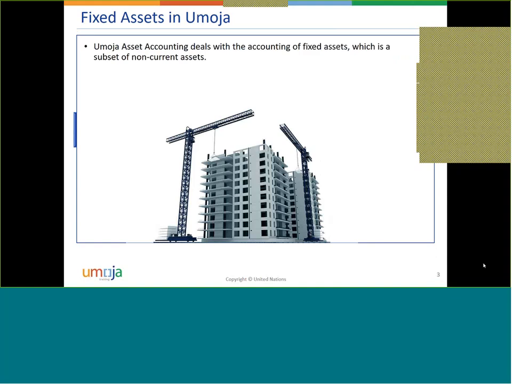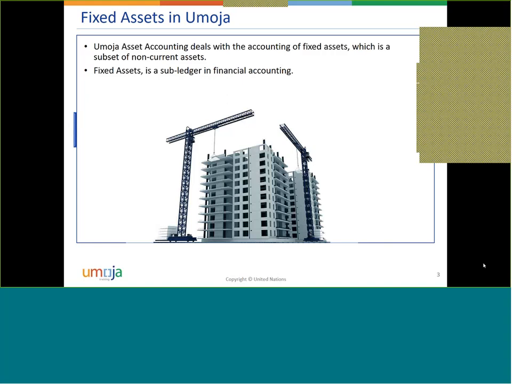Umoja asset accounting deals with the accounting of fixed assets, which is a subset of non-current assets. What does this mean? Basically, in the whole financial accounting set of modules in SAP, they are classified by current or non-current assets. So we are going to deal only with fixed assets. This means that equipment and other types of items are out of the scope of this training.